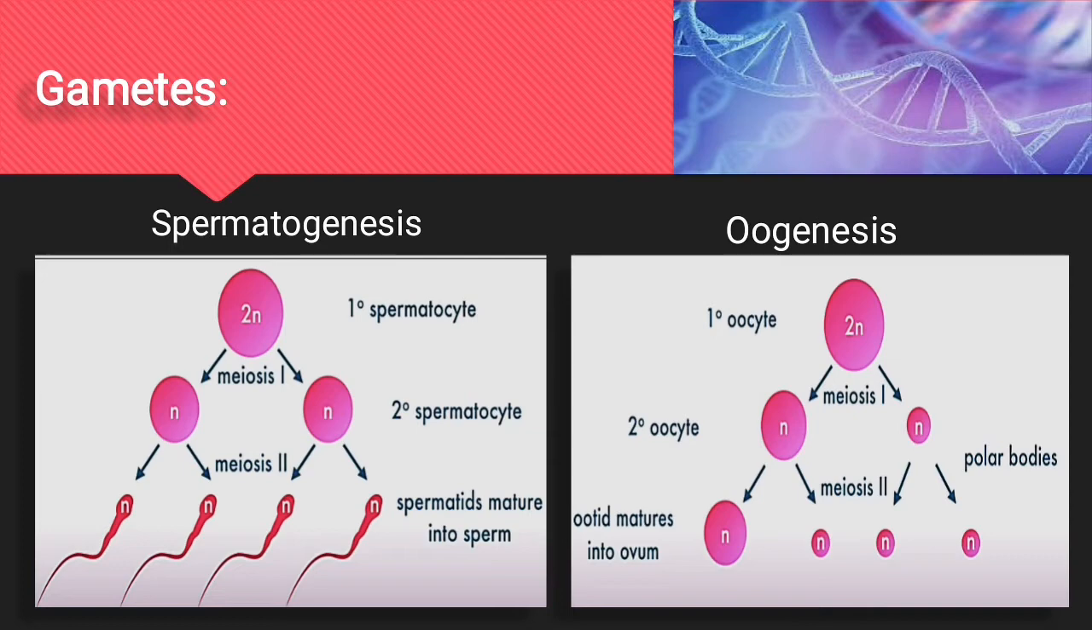Each spermatid begins to grow. Thus, this develops into mature spermatozoa, also known as sperm cells. The primary spermatocyte gives rise to two cells, the secondary spermatocytes, which in turn produce four spermatozoa.